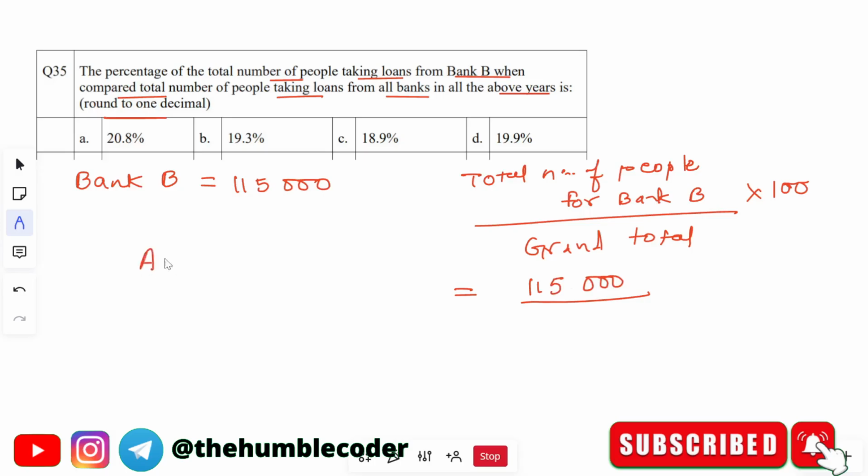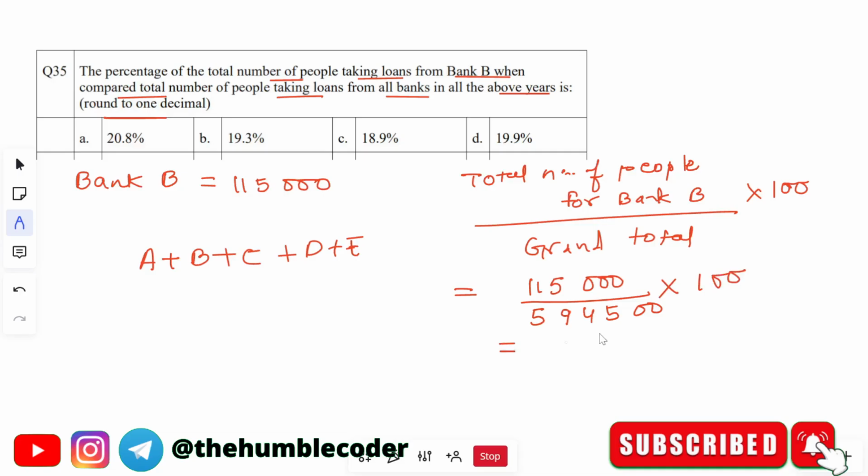The grand total is nothing but the summation of all the people in A, B, C, D and whatever it was, I think it was still E. So whatever values we found on the top, you have to sum all those values. When you sum all those values, what do you get? 594,500, multiplied by 100. This is going to give us the percentage.